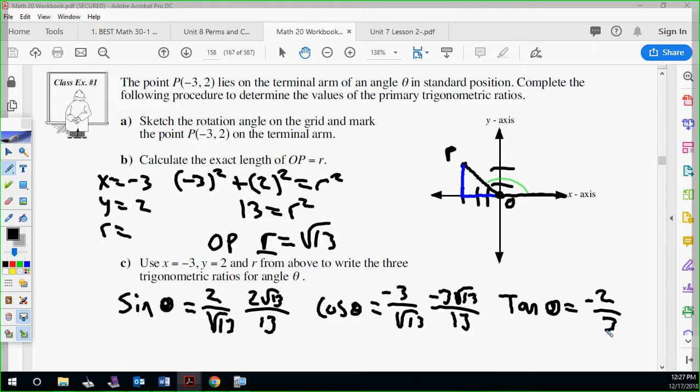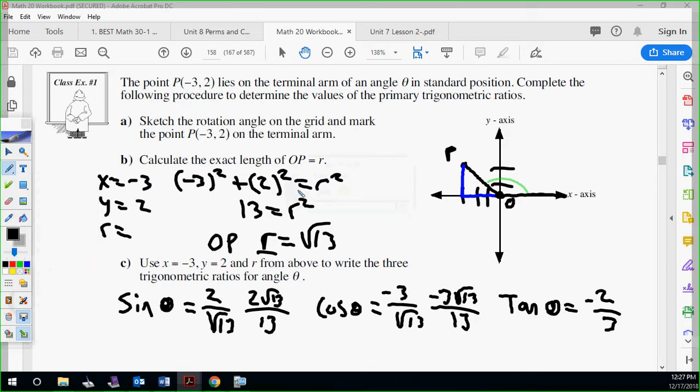Which quadrant are we in? 2. And sine, cosine, or tangent, which one was positive? Sine. This was positive. These two are negative by the CAST rule. So it all falls in line. Kind of comes full circle. Okay? Good, because we can't have a negative length for r. Okay? We can't have a negative length for r.